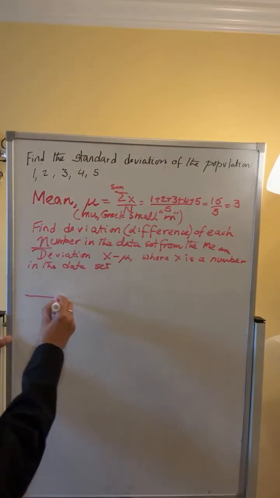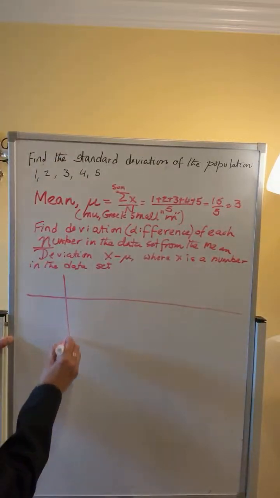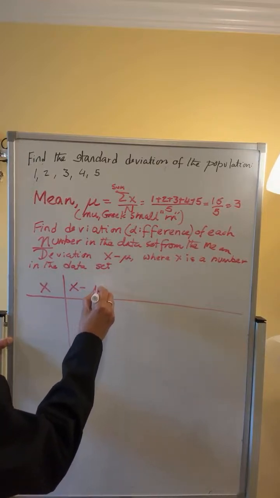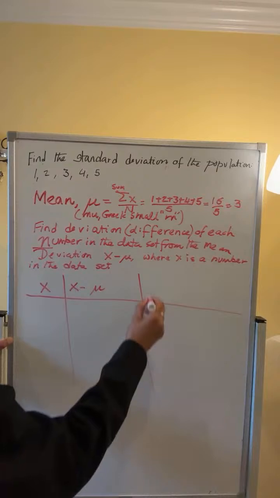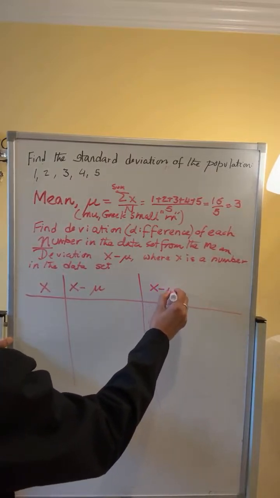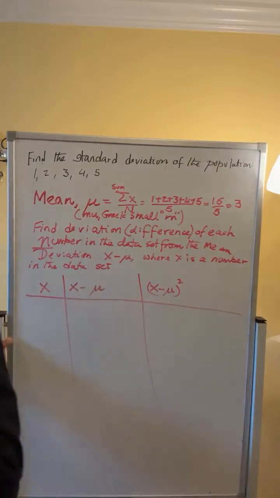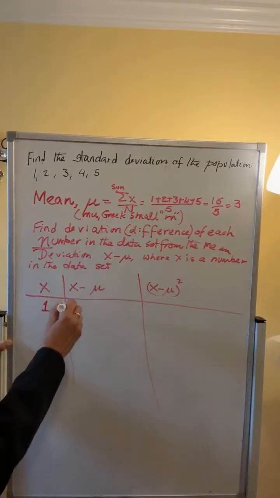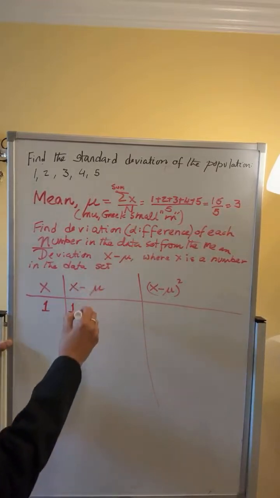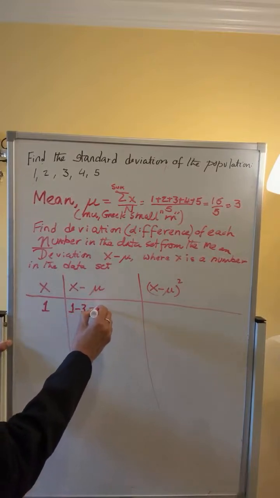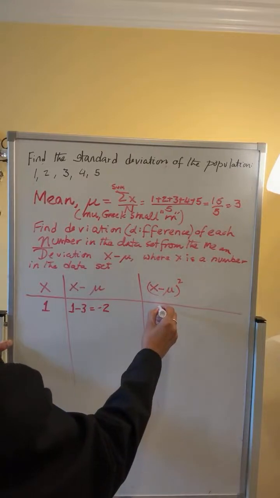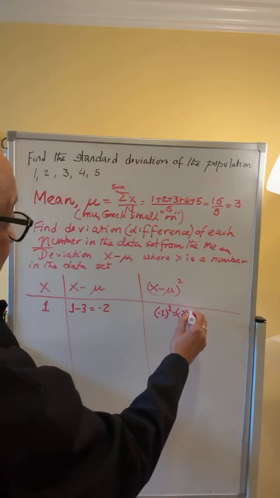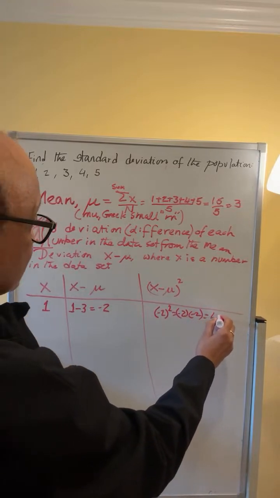Okay, so let's make a table of x, then x minus mu, and then we will also need x minus mu squared, multiplied by itself one time. So the first number x is 1. So 1 minus the mean, 3, is minus 2. And minus 2 squared is minus 2 times minus 2. Two minuses will make it positive.